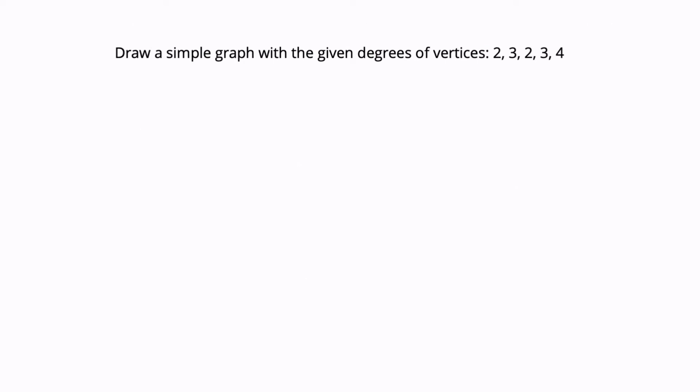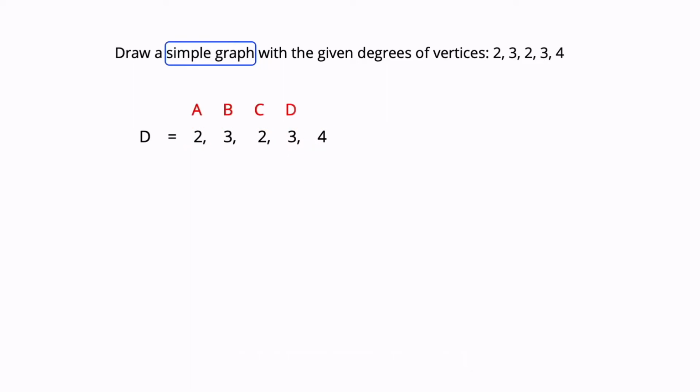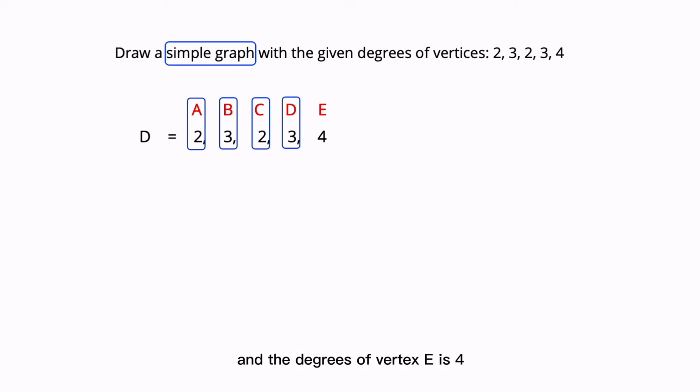Now we try to draw a simple graph with the given degrees of vertices 2, 3, 2, 3, and 4. We have 5 vertices here: vertex 1, vertex 2, vertex 3, vertex 4, and vertex 5. Label the vertices with the alphabet A, B, C, D, and E. This means the degree of vertex A is 2, B is 3, C is 2, D is 3, and E is 4.